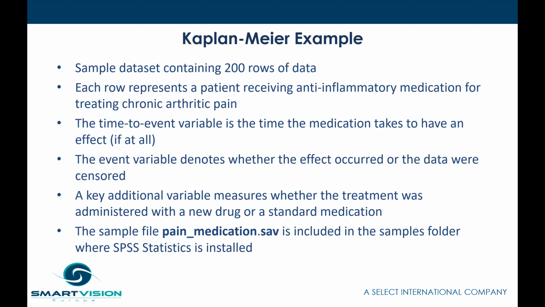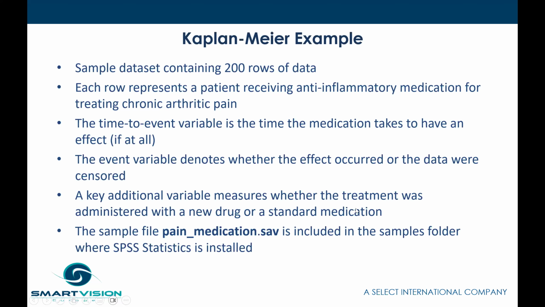The event variable denotes whether or not the effect occurred, whether or not their pain was reduced, or whether the data was censored. It could be censored because they said, no, look, I need a different treatment, or they were moved off the ward, or they said, I can't handle this, can I have something for the pain? And therefore they're effectively taken out of the study.